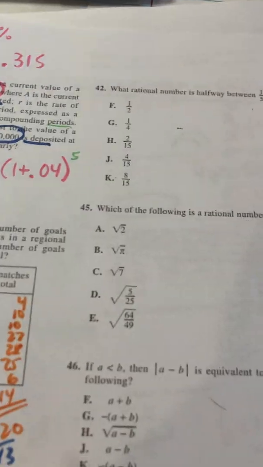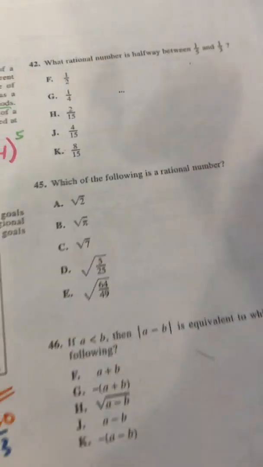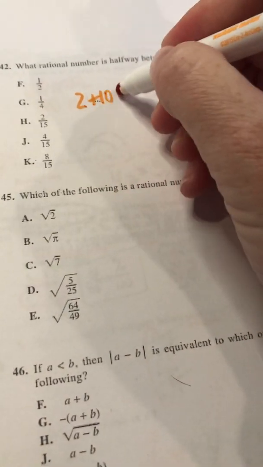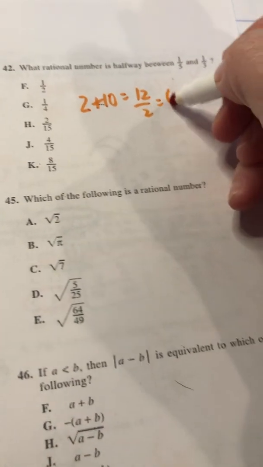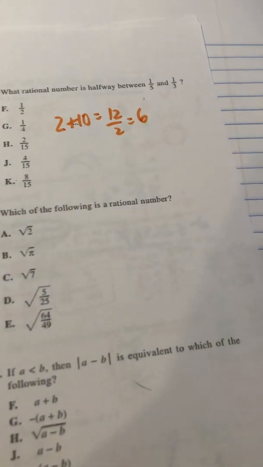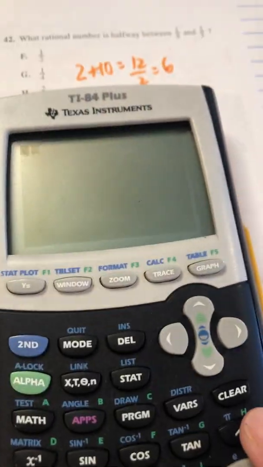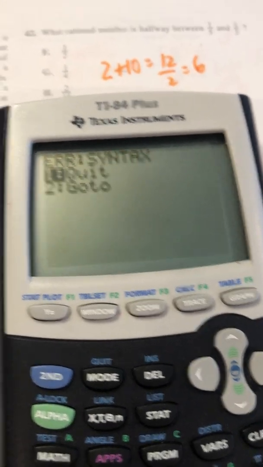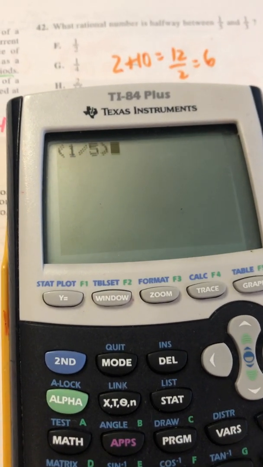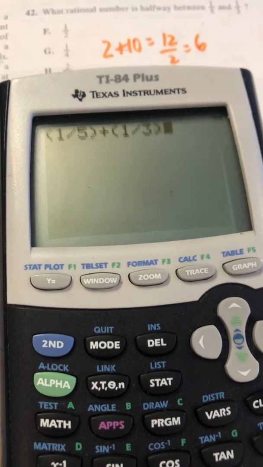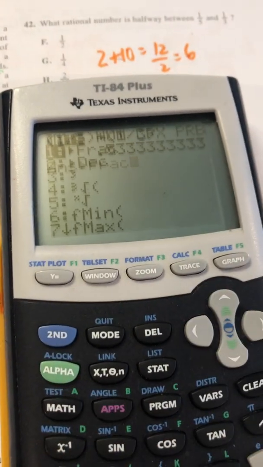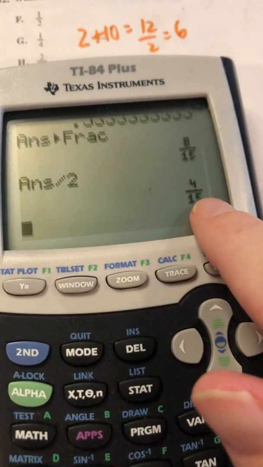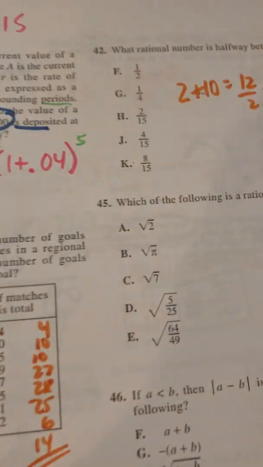Okay, coming over here, I would typically ask you guys to find out what is halfway between, like, I don't know, 2 and 10. And you would say, oh, we're going to add those together, and we would divide by 2, and halfway would be 6. So in the same way, in our calculator, we would do 1/5 plus 1/3. Math, enter. So this is our fractions added together, and then if I divide by 2 to find that halfway, I got 4/15, which is right here.